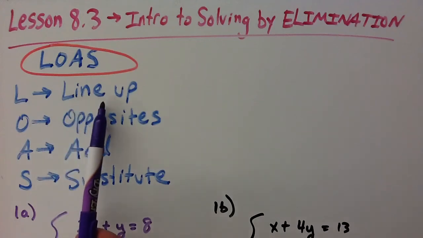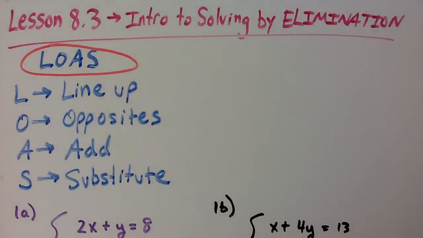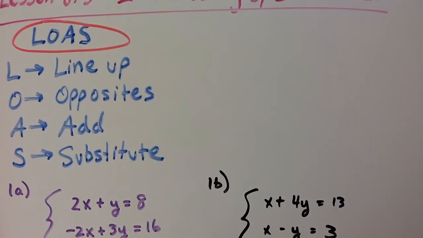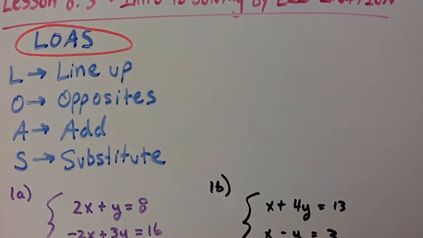L stands for line up. We need to write the system so that the like terms with the same or opposite coefficients are aligned. So basically we need our x terms stacked, our y terms stacked, the equal signs stacked on top of one another, and then the constants stacked on top of one another. So if the system does not look like that, we need to move the terms around so that the terms are lined up so that they're stacked.